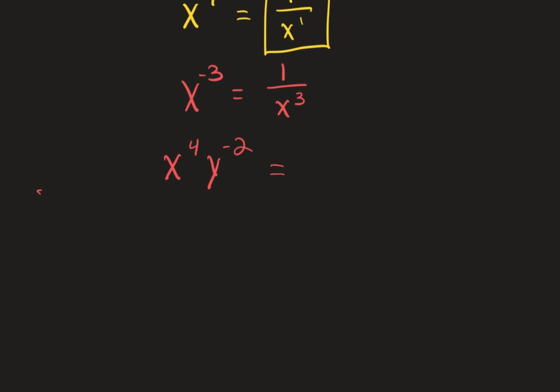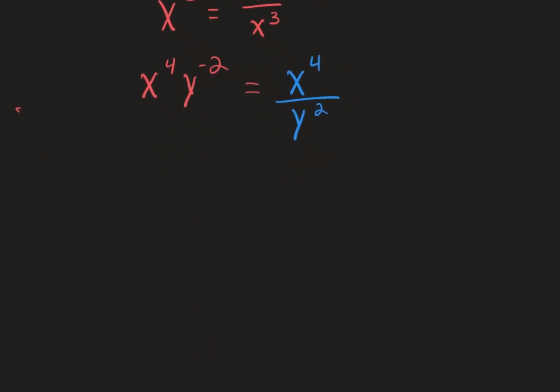Our base of x has an exponent of 4. That's not negative, so we don't have to do anything with this. But our y value is to the negative second. So when we simplify this, it becomes x to the fourth over y to the second. We don't have to do anything with this base of x because it's positive. We do have to deal with that one because it's negative. So it's important that you're able to identify that base.